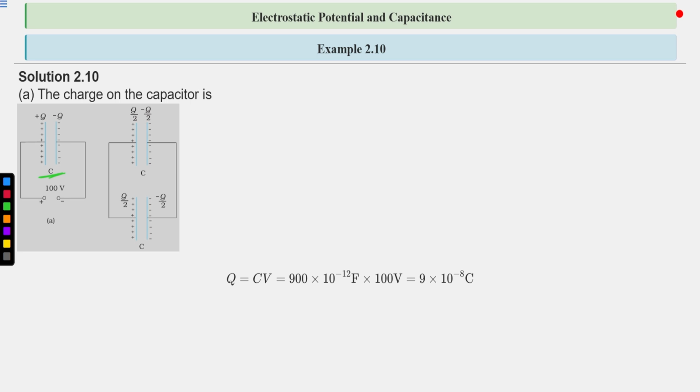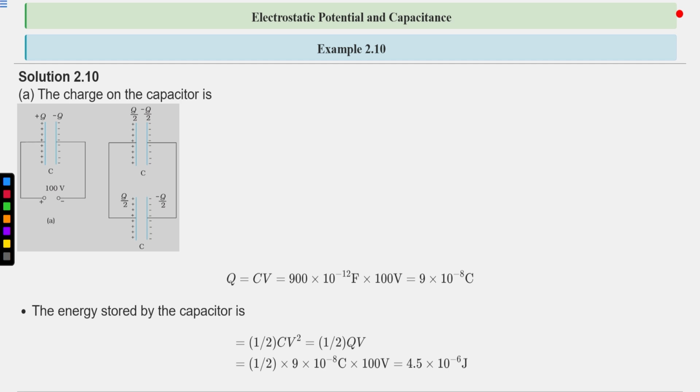when it is connected with the 100 volt battery. The energy stored by the capacitor is half CV square, which is equal to half QV. You can find it directly also by applying half CV square, but you can also find the charge prior to this if it is asked in the question. If it is not asked, then you can find it directly with half CV square also.